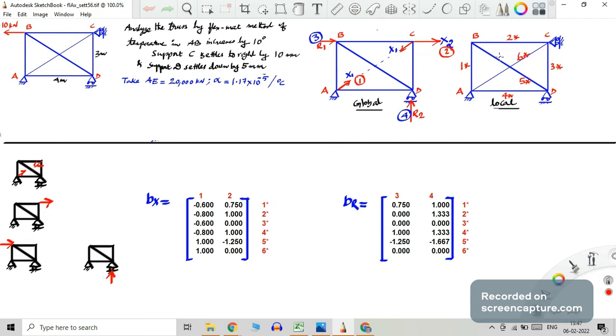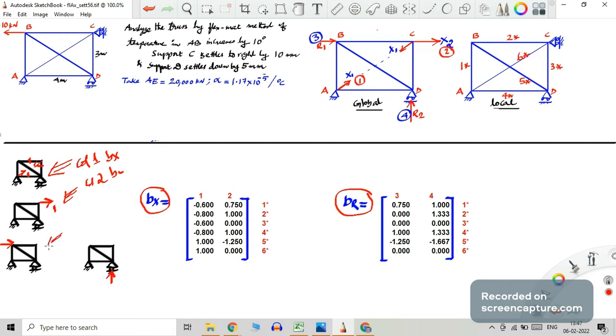Now, once you mark the global coordinates, then almost your problem is just mechanical. There is nothing, you can simply do it. For that you need Bx and Br to start with. So for Bx, apply successively unit force at coordinate 1 and 2. This diagram is for column 1 of Bx, where a unit force is applied on that removed member, or instead of the removed member I have applied 1 there. This one is for column 2 of Bx. I have applied a unit load at coordinate number 2.